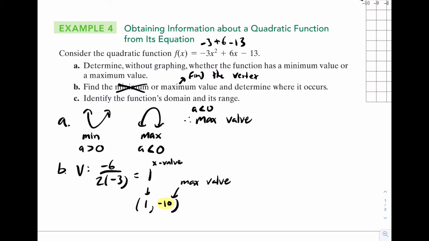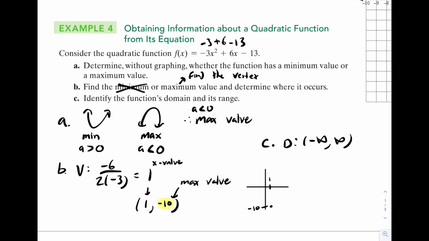And then part C, domain and range. Domain's easy. For any parabola, it's going to be everything, all real numbers. And then to find the range, look at what you did in B. This is going to be important. The vertex is 1, negative 10. So if you want, you can sketch it. 1, negative 10 is going to be somewhere in quadrant 4, something like that.